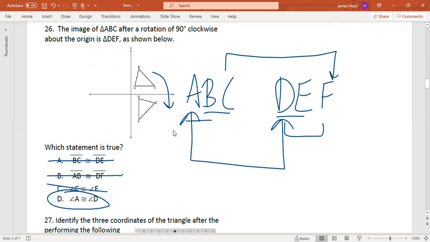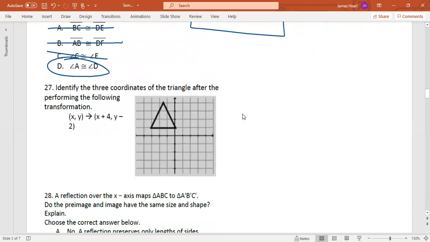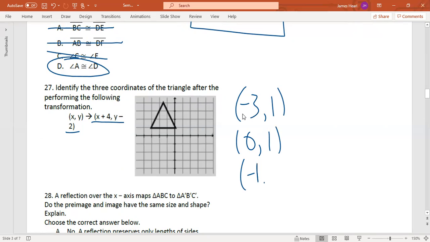Absolutely correct. For 27 here, we're looking to move these 3 points with the translation, adding 4 to x and subtracting 2 from y. So let's just list off the points here. They're not labeled in any way, so I'm just going to list the numbers. We've got a point at (1, 2), a point at (-3, 1), a point at (0, 1), and then a point at (-1, 5), and then up to 1, 2, 3, 4.